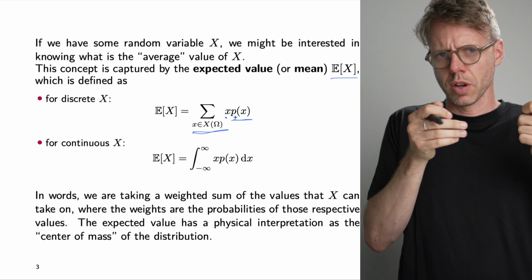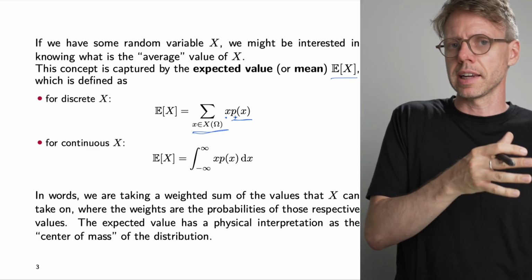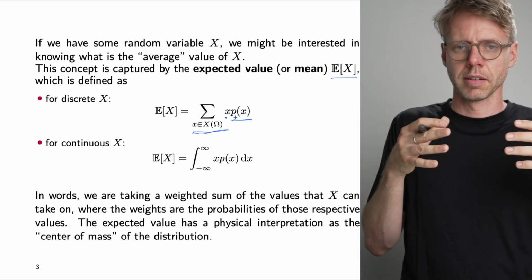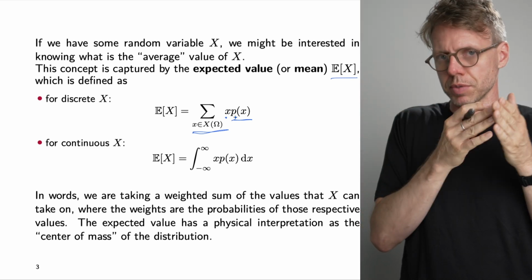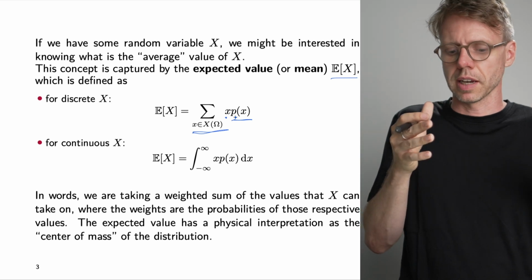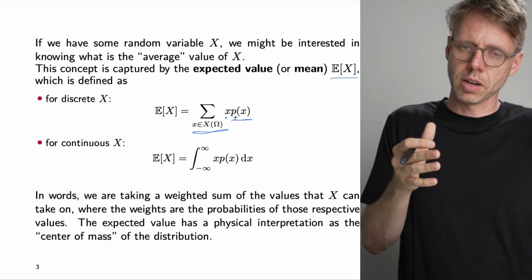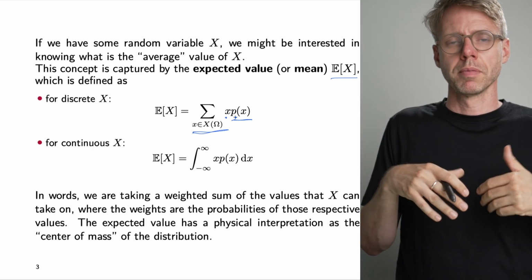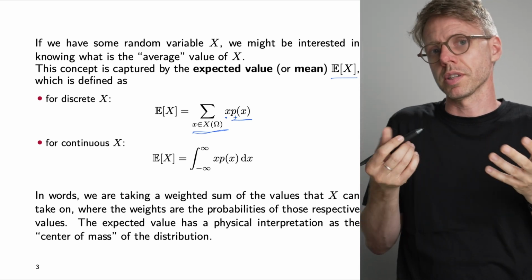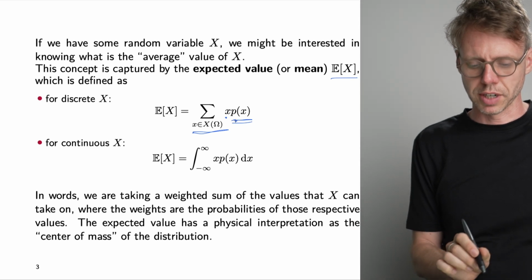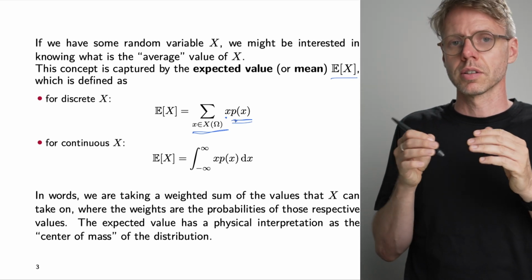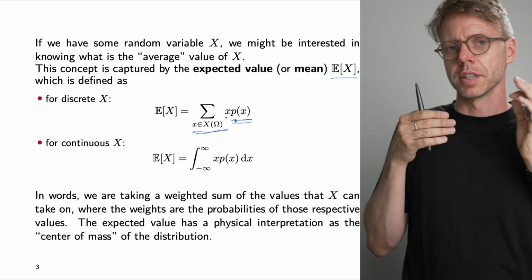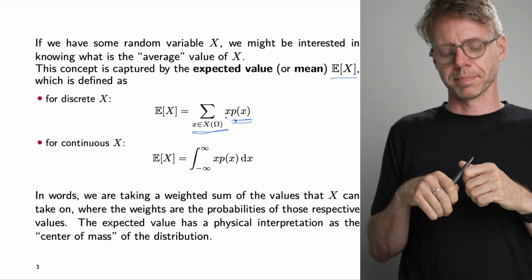So say all values are equally likely, then it would just be a normal average. So say we had n different values, they're all equally likely, then we would basically take all of these values, sum them up, and divide by n. But of course, they could be differently likely. So in general, this is the weighted sum over the value times its probability.